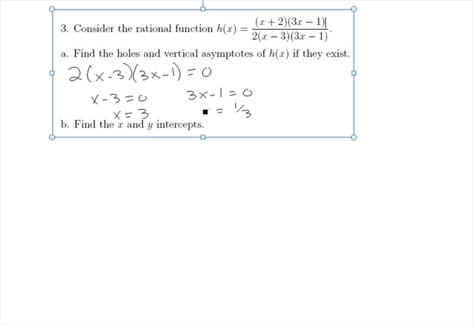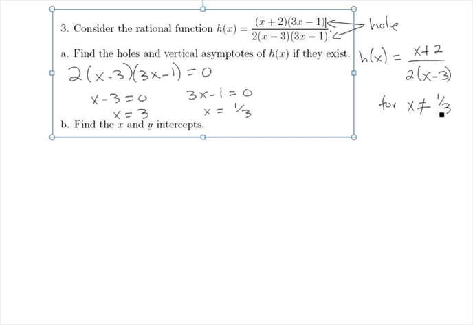x equals 1/3 corresponds to a hole, and the reason we know it's a hole is because there's a common factor of 3x minus 1 in the top and the bottom of this fraction. So if you have a common factor, that means we have a hole. In fact, what it really means is that h of x is a much simpler function. It's the function (x plus 2) over 2 times (x minus 3), as long as we stay away from our hole, as long as we stay away from x being 1/3.